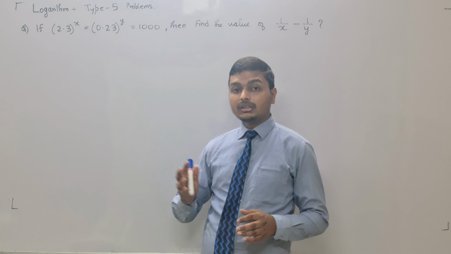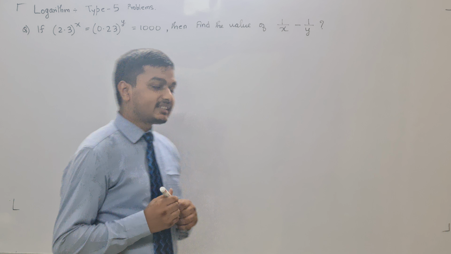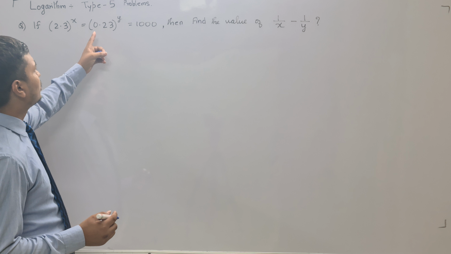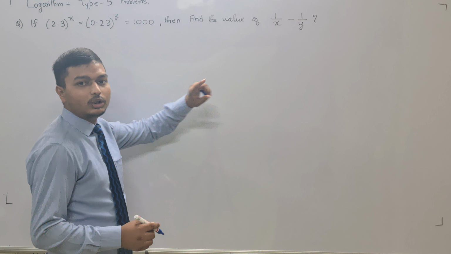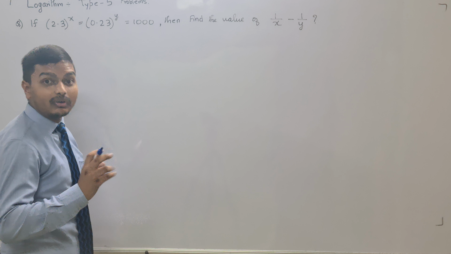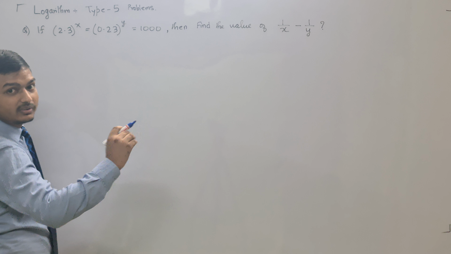It is a very important question from the SSC board examination point of view. So let us start. What is the condition? If 2.3 power x equals 0.23 power y equals 1000, then find the value of 1 by x minus 1 by y. Whenever anyone sees this problem for the first time, they will fear how to solve it. But this question is very easy.